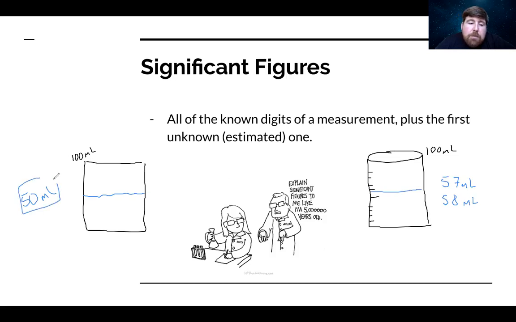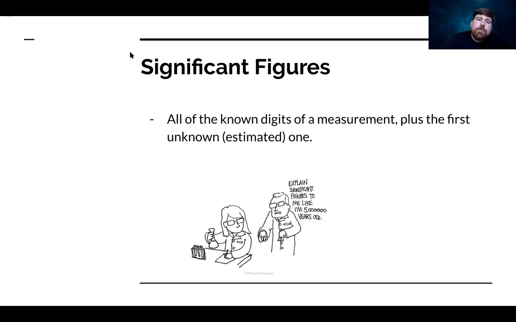So the measurement that I give is only as good as the device that I use. So significant figures specifically tell us all of the known digits in the measurement plus the first unknown or estimated one. And without the actual measuring device, it's hard to remember that every number we see in chemistry technically is a measurement, and we must be considerate of these significant figures.